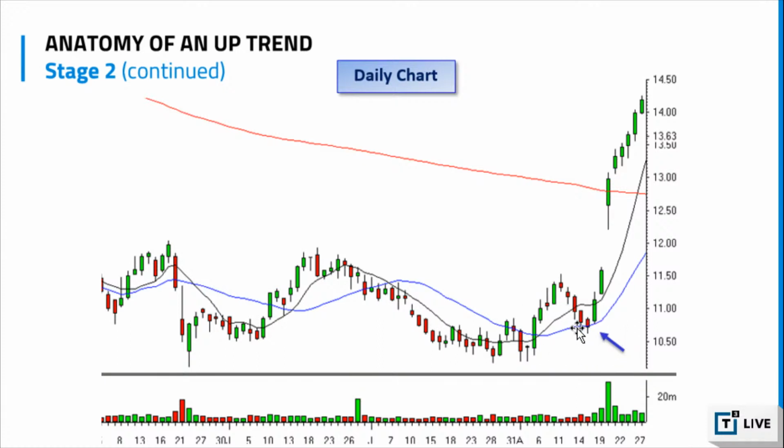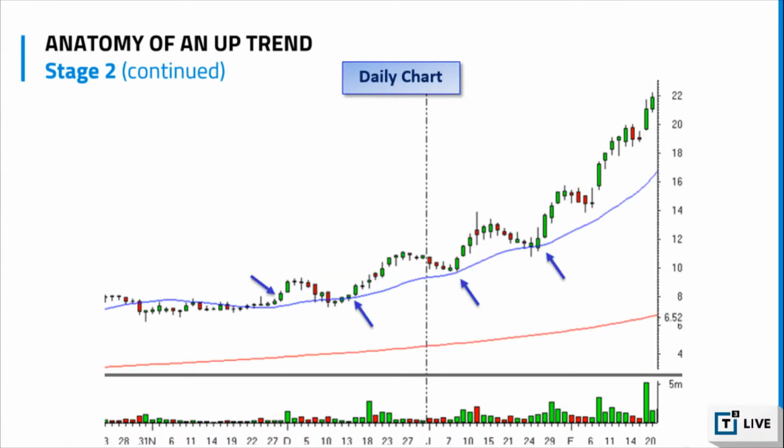And notice the pullback to the rising 20 and off to the races. Here's a stock that was in an all-out uptrend, and again, giving us beautiful buy setups. Not every stock, not every chart is going to look like this, for sure.